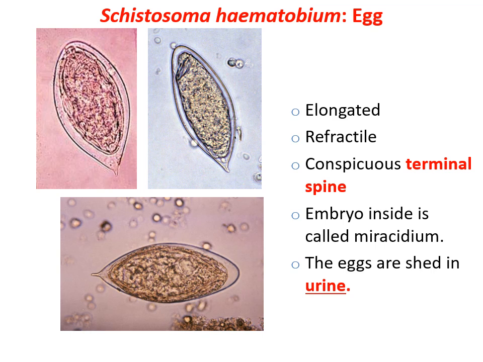If we look now at Schistosoma haematobium eggs, these eggs are shed in urine, not in feces. They have a terminal spine that you can see here. This is the terminal spine that is characteristic of Schistosoma haematobium. They are also elongated, they are also refractile, and of course they harbor inside the miracidium stage that will be liberated in contact.